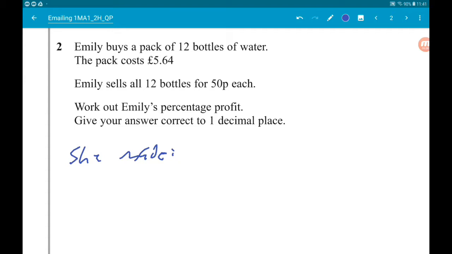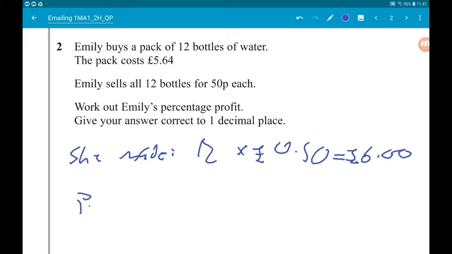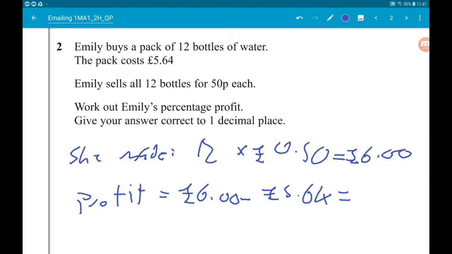12 times 50p, which is 12 times 0.50 pounds. Now that gives us £6. Now her profit is £6 minus 5.64, which gives us 36p or 0.36 pounds.